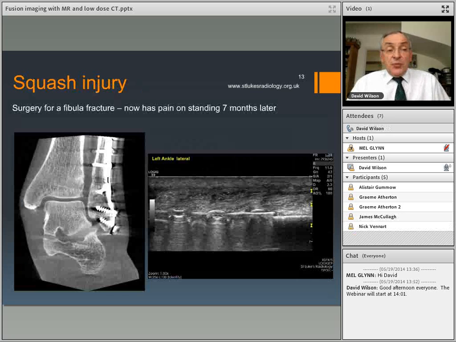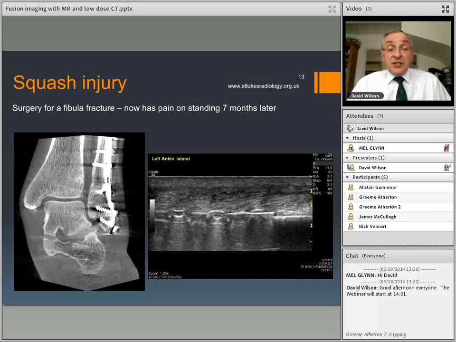Here's an example of how we could use fusion. This is just one where I learnt more about the patient by using a combination of the techniques. We looked first of all at this patient who'd had a fracture. This was a squash injury, bad fracture. He'd had an implant. Screws and plates were put in to deal with the fibular fracture.